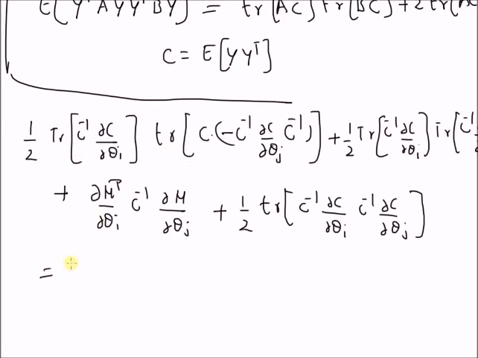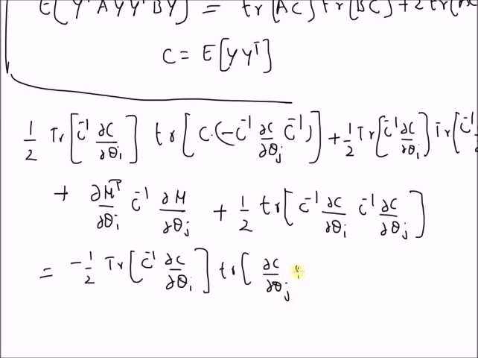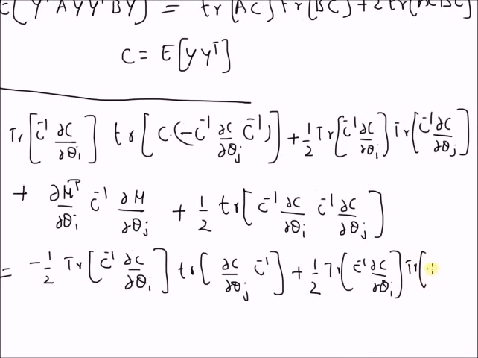That is, this is equal to minus 1 by 2 trace of C inverse derivative of C with respect to theta I, and this is trace of derivative of C theta j into C inverse, and trace of the product derivative of C with respect to theta j into C inverse is same as trace of C inverse into derivative of C with respect to theta j. So this term and the second term will cancel each other. This plus 1 by 2 trace of C inverse derivative of C with respect to theta I multiplied by trace of C inverse derivative of C with respect to theta j.